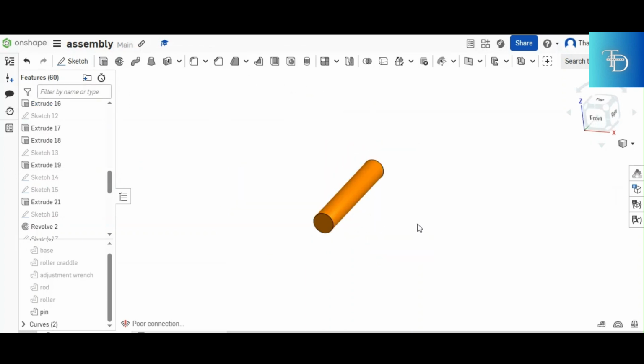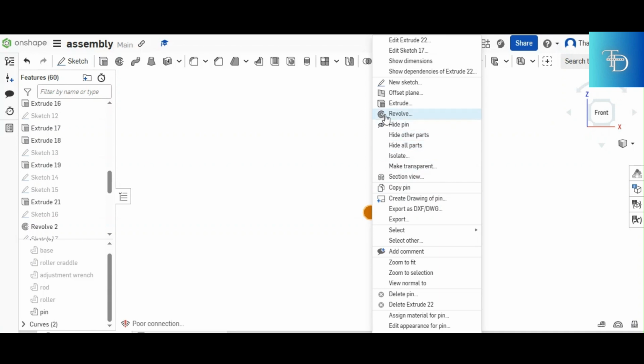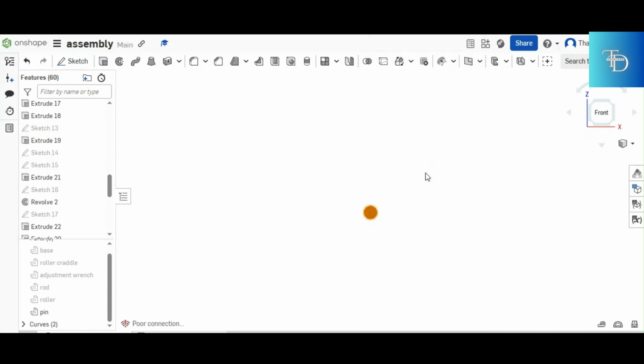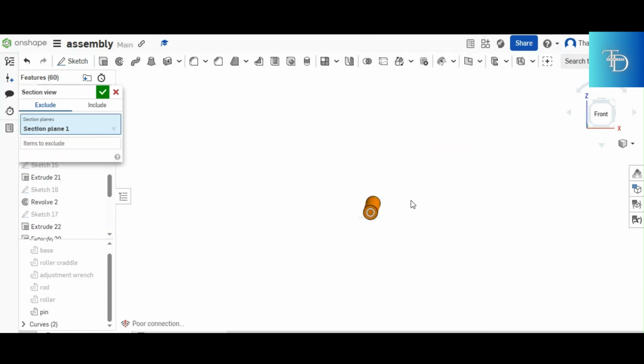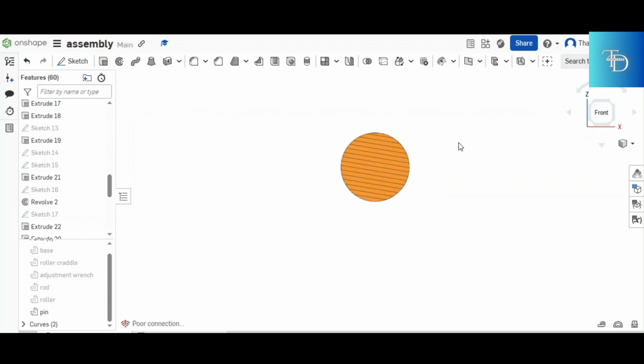So let's shift over to the following part. Now the next part that we have is this pin right here. Given the front view of the pin to be like this, if we were to section the very same tiny pin right there, we're going to have something like this. Cut it in half, and the front view of it is just a whole surface that is sectioned.